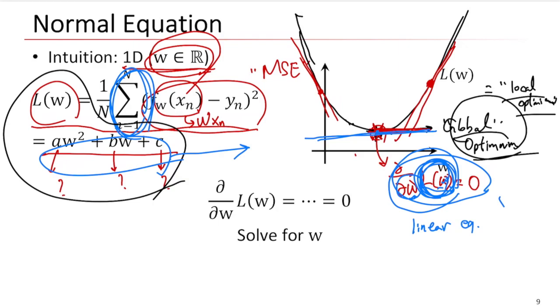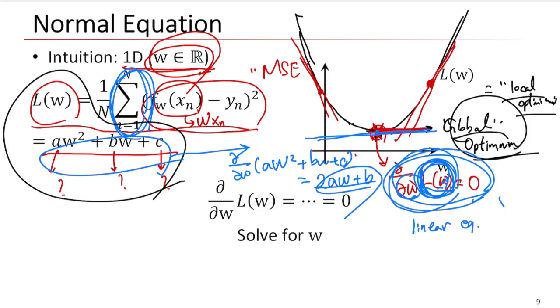Okay, so when we compute the gradient like this, what is that? 2aw plus b, something like this, right? So this is the kind of linear equation. Then what does that mean? What does that mean? So how can I solve? Because this is a linear term and should be equal 0.